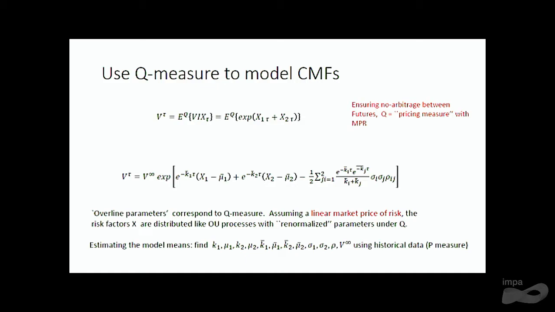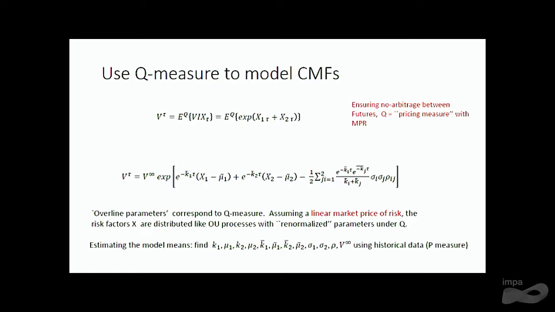So when you use the Ornstein-Uhlenbeck process, as Álvaro Cartea said yesterday, then the market price of risk results in new renormalized Ornstein-Uhlenbeck processes, so you have a closed-form solution. Overlined parameters correspond to the Q measure. Non-overlined parameters, like these, correspond to the P measure. And assuming a linear market price of risk, the risk factors are distributed, we already said that. Estimating the model means simultaneously finding the P measure and the Q measure through history.